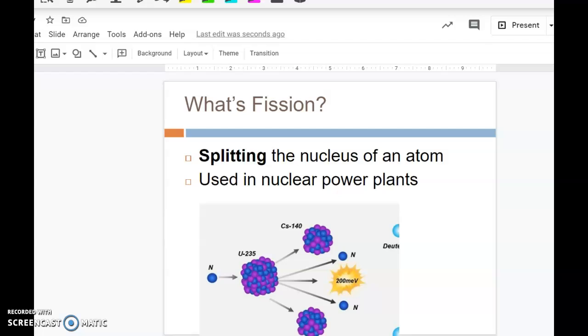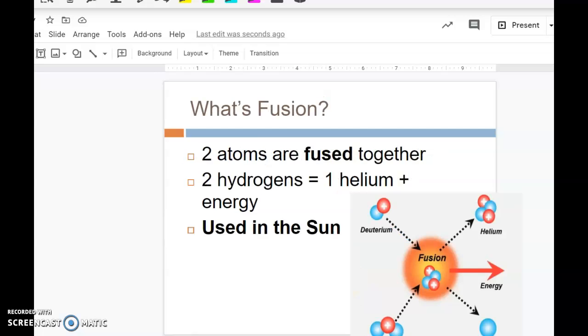So if that's fission, fusion would be the opposite of that. Fusion means you fuse two things together. If you fuse them together, you bring them together and combine them. So with fusion, let's say we have two hydrogens and one helium, and that energy is stored. When it comes together, it releases a bunch of energy. Not stored, released. So let me explain to you what hydrogen and helium are, and that'll make a little bit more sense.